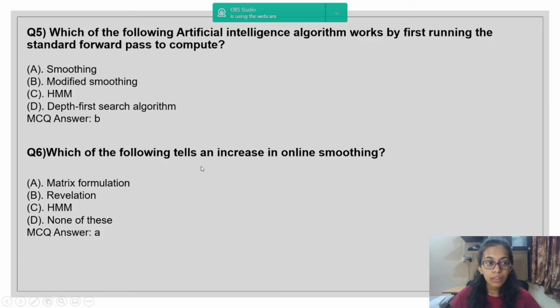Question 6. Which of the following tells an increase in online smoothing? The options are matrix formulation, revelation, HMM, and none of the above. So the answer is A. According to the matrix formulation, there is lag, and that is why we can tell if there is an increase in online smoothing.